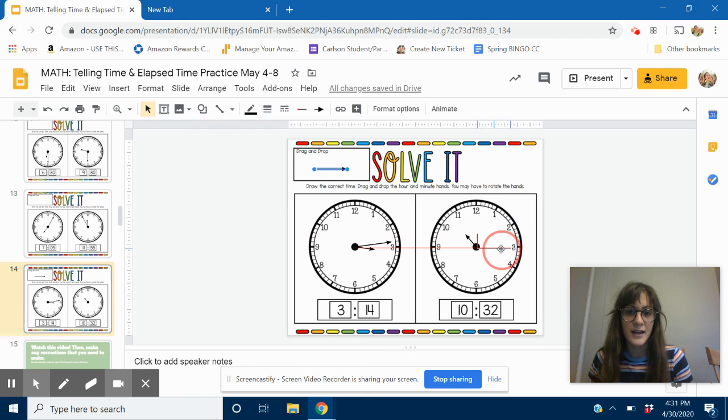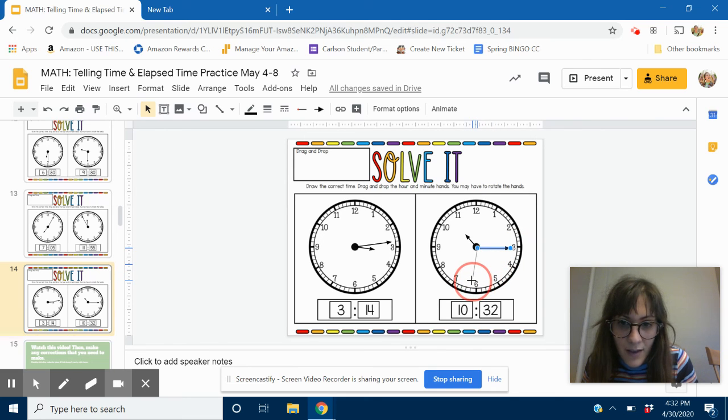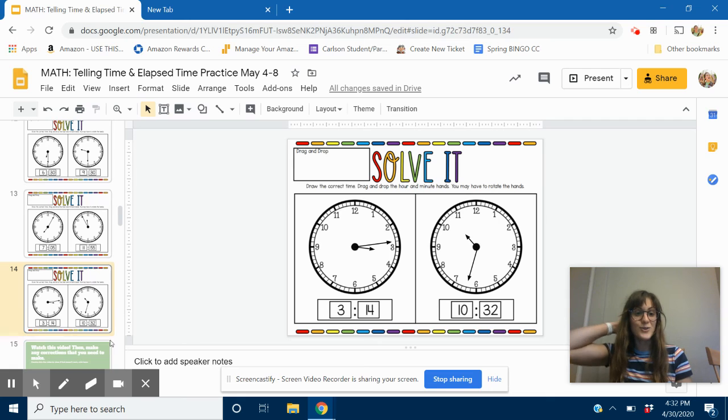10:32. I'm going to get my minute hand ready. I'm going to count by fives to find out where 30 is, and then I'm going to go 2 notches past 30. 5, 10, 15, 20, 25, 30. Okay, so it's right there at the 6. And then I'm going to go 31, 32. See how I use these little notches to count that? And there we go. All done.